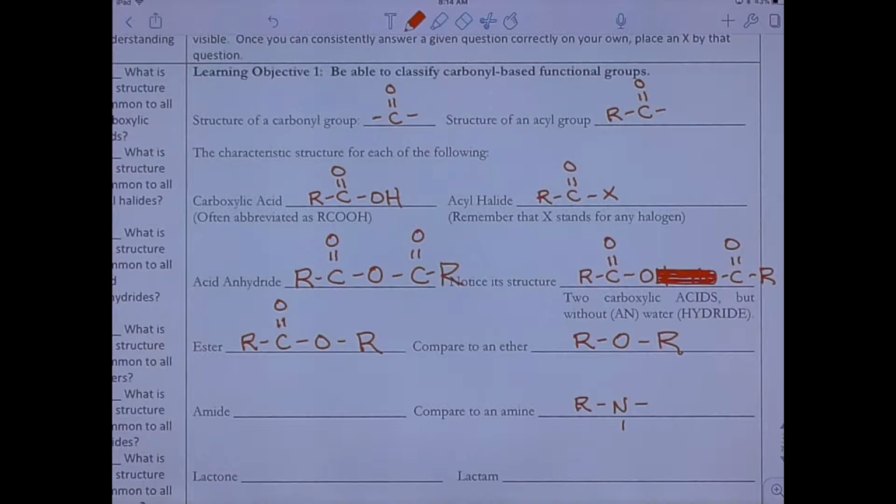And amide, same issue as ester and ether. Amide and amine sound real similar. That means they're very similar in structure. And amide has a carbonyl carbon on one side, though, kind of sandwiched in there. And once again, the nitrogen could have any number of carbon groups attached to it, as long as that number is between 0 and 2.